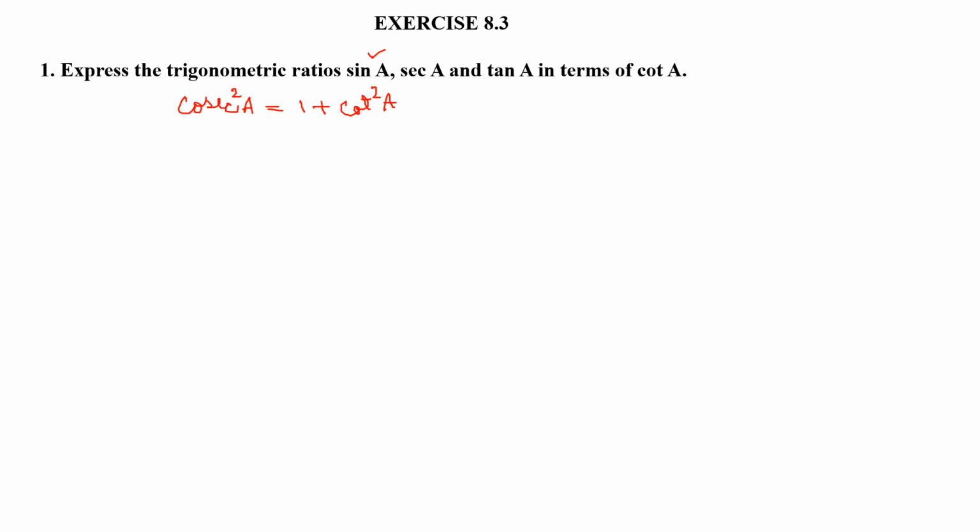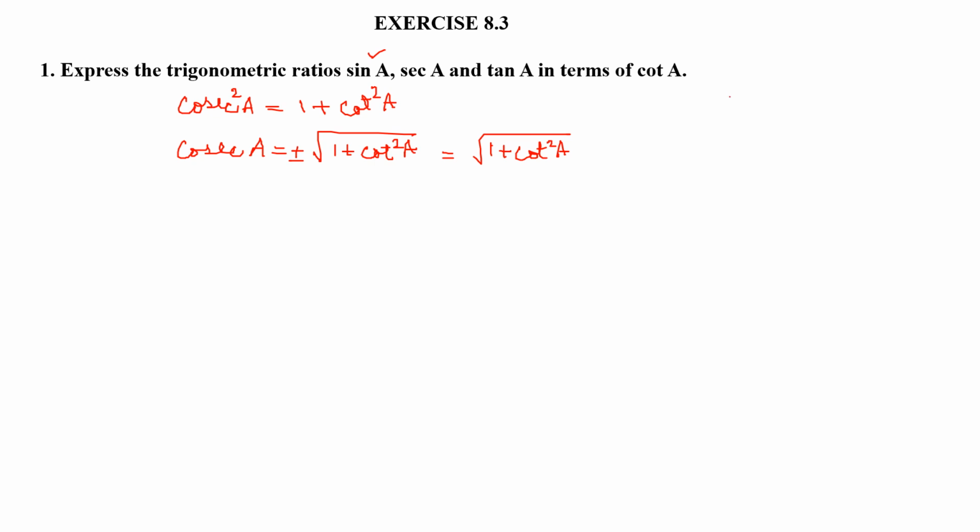So if cosec A I can write in terms of cot A, then easily I can do it for sin A also. Now cosec A, it is cosec square A. I have to get the value of cosec A. So it will be the square root of 1 plus cot square A. Actually it is plus minus, but we are going to consider only the positive of it. Now you will be wondering why it is plus minus.